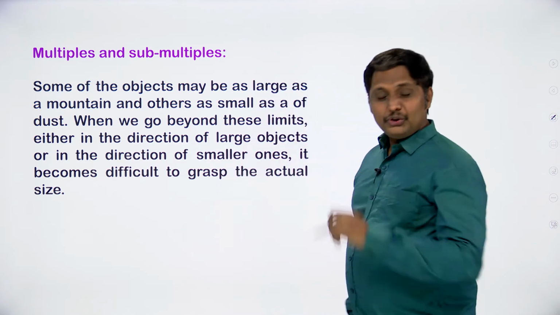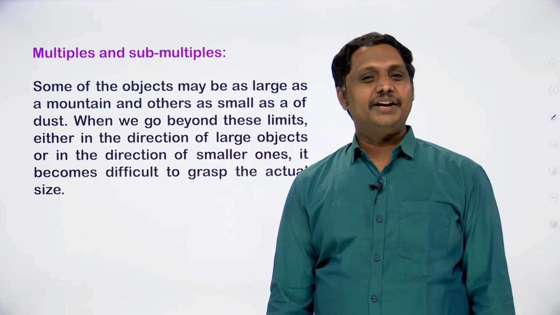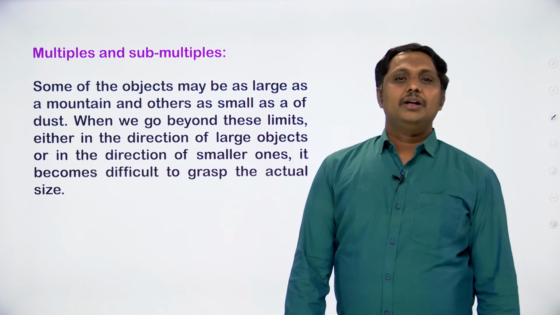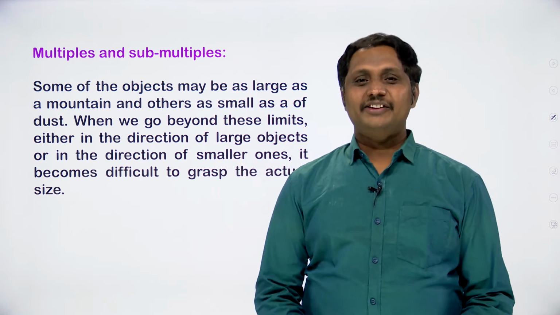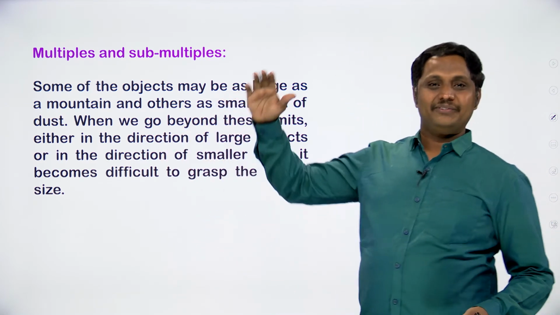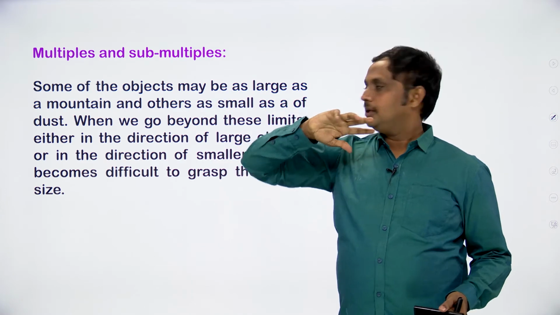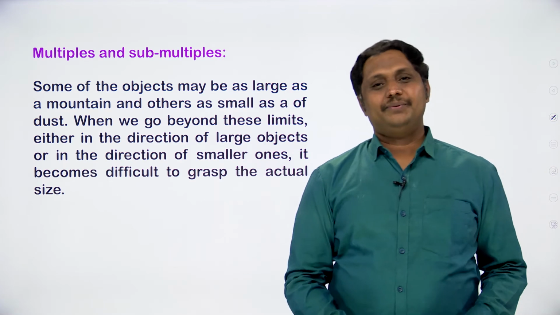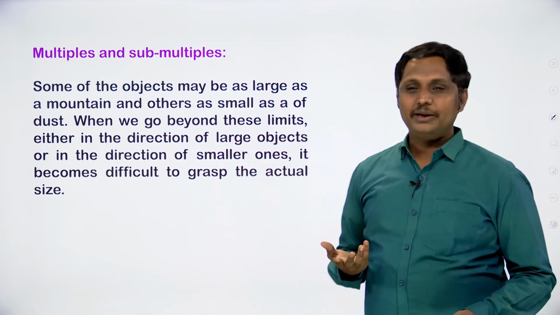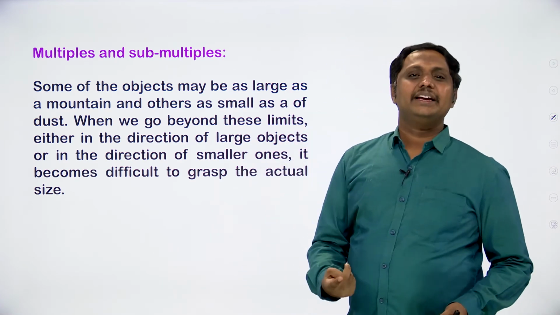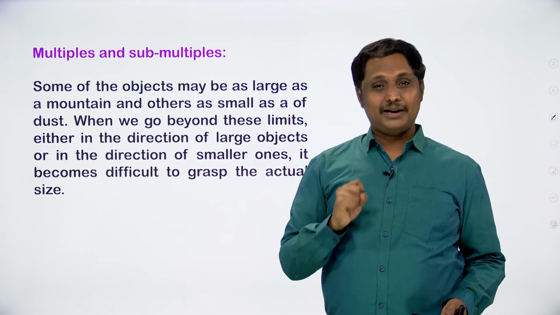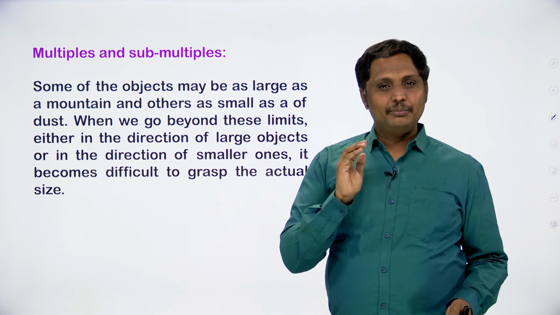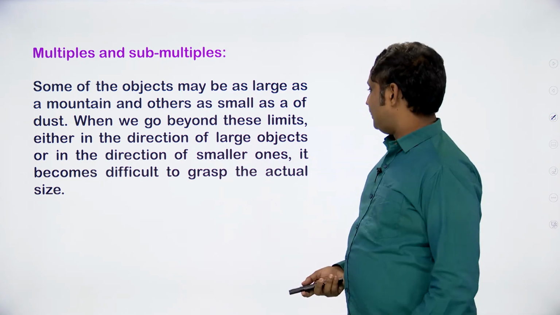Take the dust particle: if you are going to measure the size of a mountain and the size of a dust particle, you have to compare very large and very small. We would like to get beyond the macroscopic limits, where our naked eye sometimes can't see. So, we would like to express the value in terms of multiples and submultiples. It is very clear.